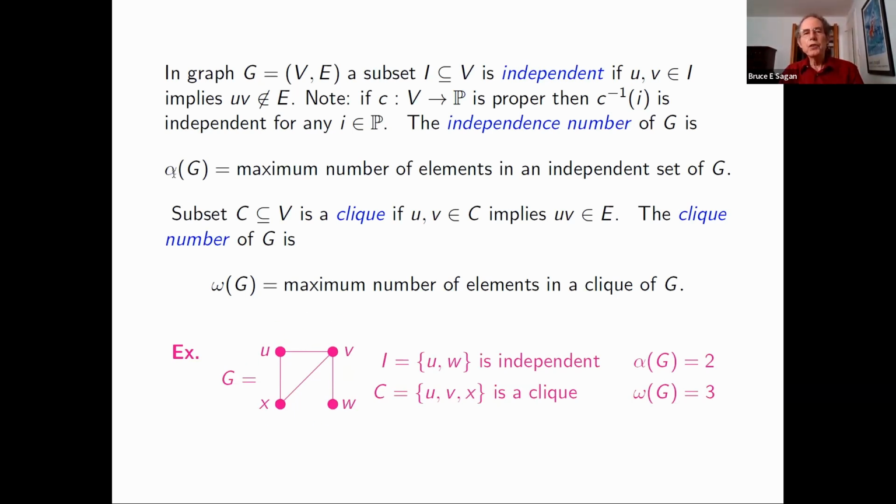Okay, so alpha of G, first letter of the Greek alphabet, no edges. Omega of G, last letter of the Greek alphabet, all edges. Keep those straight because we're going to need them. Any questions about alpha and omega?